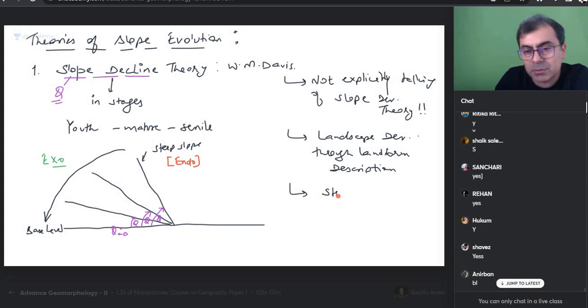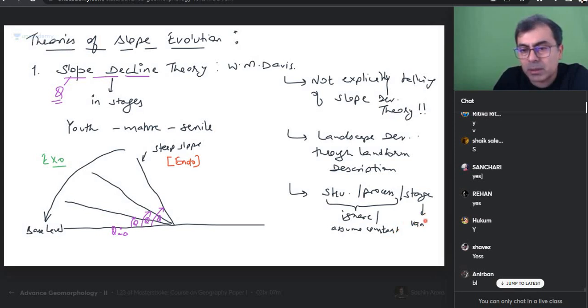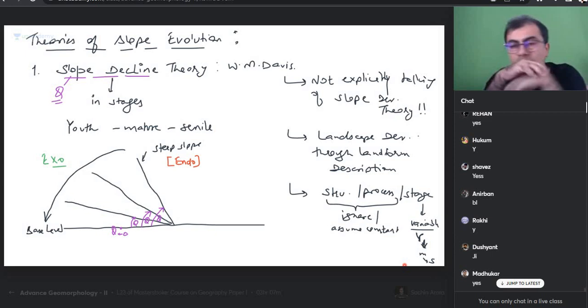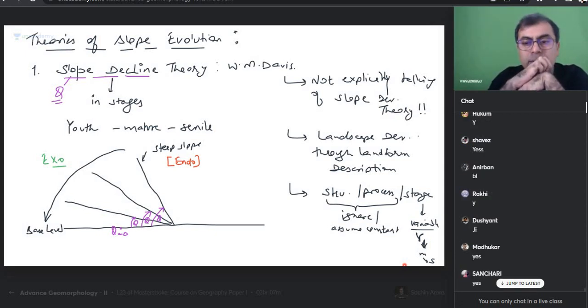What processes? I don't know. Though he says it is a function of structure, process, and stage, he seems to ignore this, or assume it constant. Only this is variable: youth, mature, and senile. Is everyone okay? Clear till here? Youth, mature, and senile. With me on this, everyone?